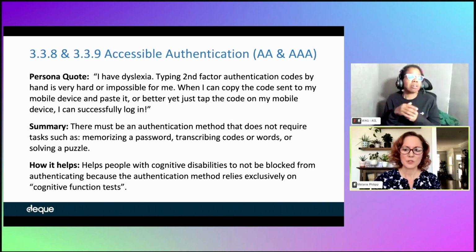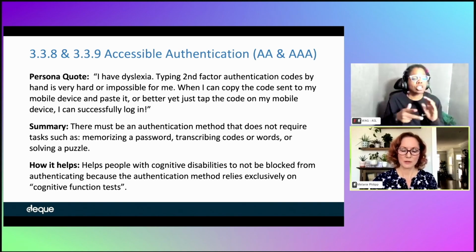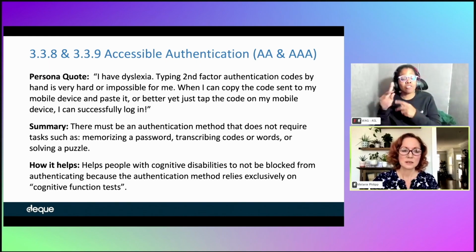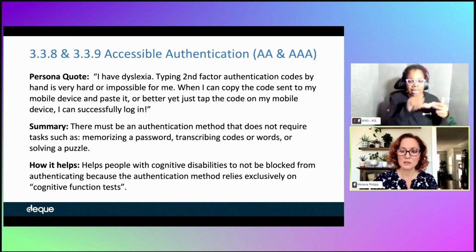So the AAA version is stricter than the AA version in that it doesn't allow certain exceptions that the AA version does, such as recognizing objects in common CAPTCHAs.